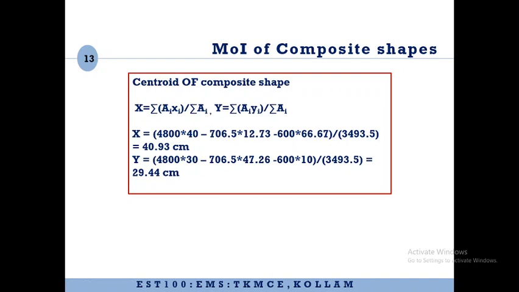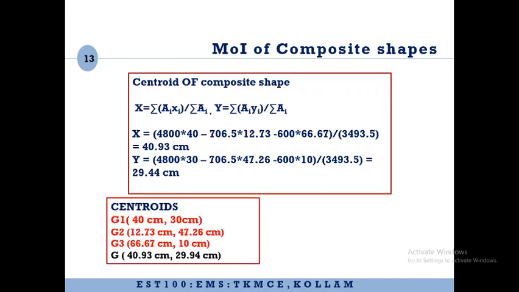Similarly, the y coordinate of the centroid of the composite shape can be found out by applying this formula, that is 4800 into 30 minus 706.5 into 47.26 minus 600 into 10 divided by the total area, which will be equal to 29.94 centimeter. So we have got the coordinates of the centroid of the composite shape.